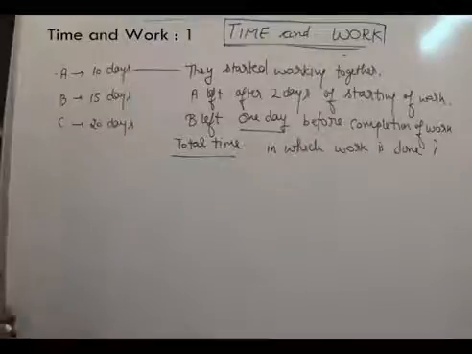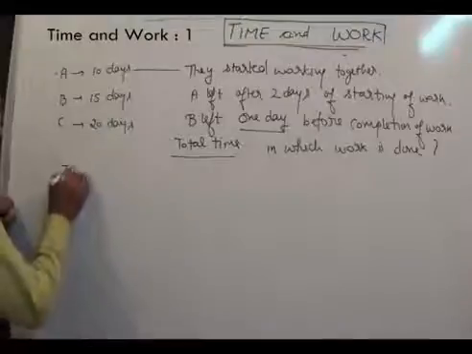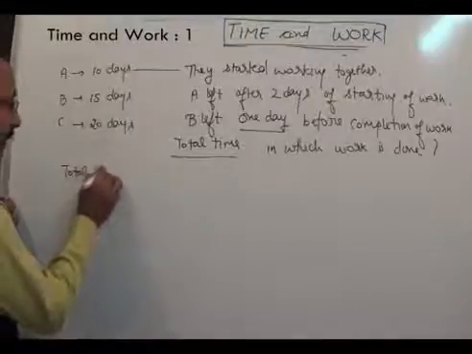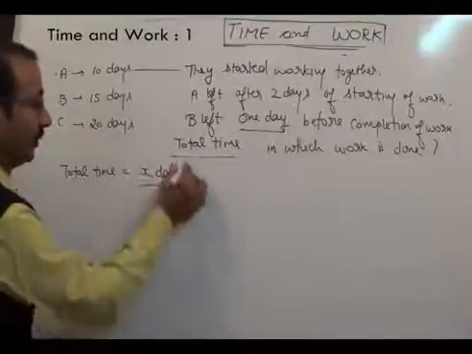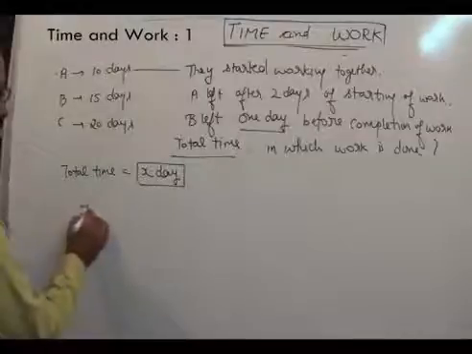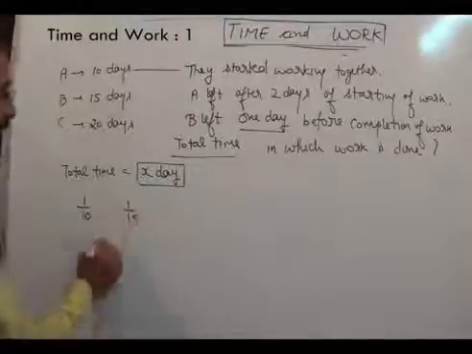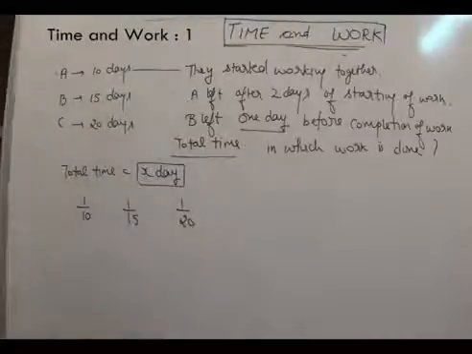Now for this type of question, let us assume that the total time in which work is being done is equal to X days. A's 1 day work is 1 by 10, B's 1 day work is 1 by 15, and C's 1 day work is 1 by 20. Now we just go step by step.